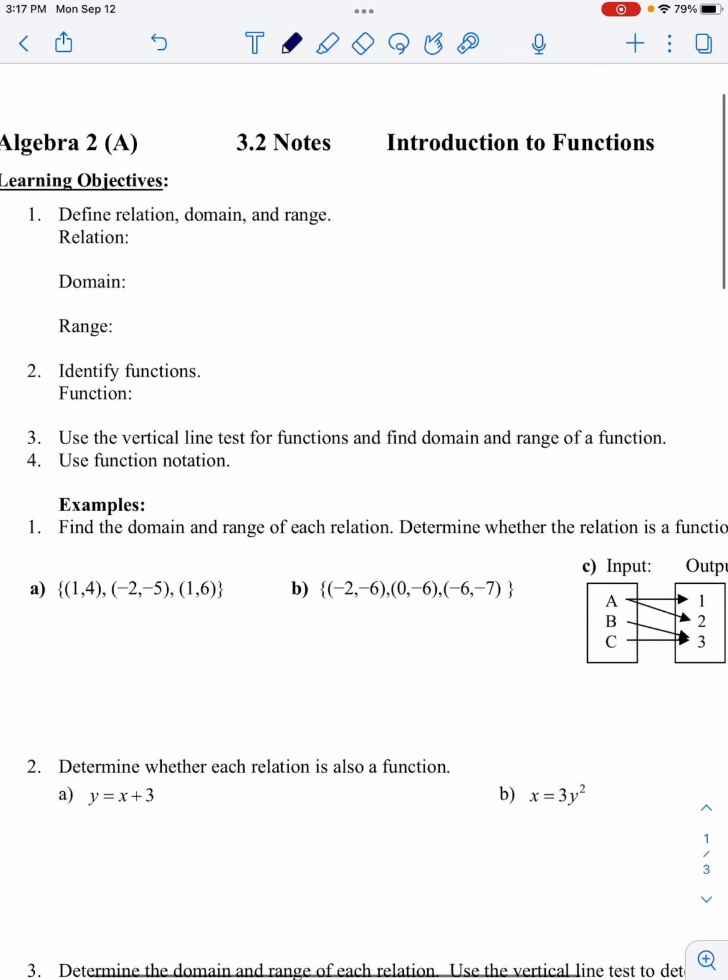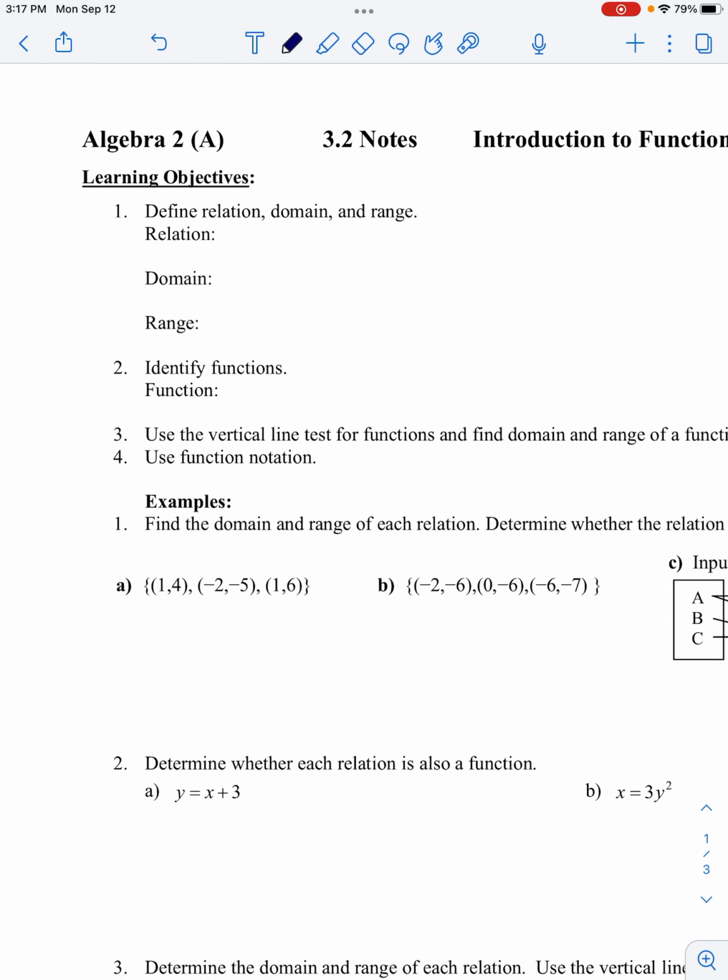We're going to start with a few definitions here. We're going to start out with a relation. We're going to talk about what a relation is, okay? A relation is a set of ordered pairs.